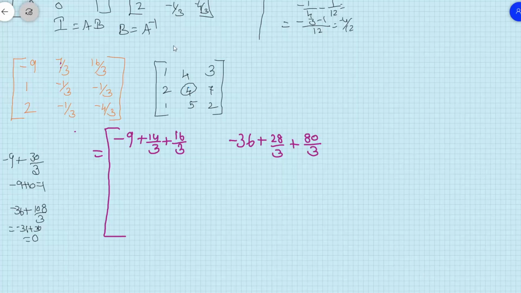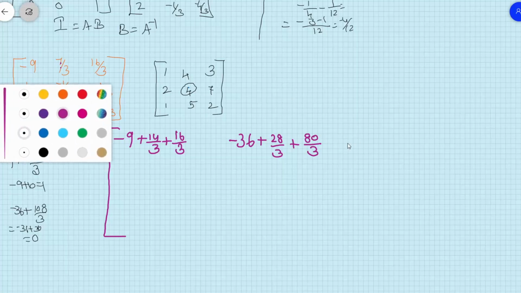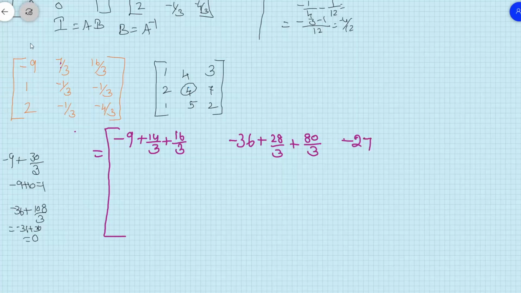And the third element will be first row into third column, that is minus 9 into 3, minus 27. Then it is 7 by 3 into 7, that will be plus 49 by 3. Then 16 by 3 into 2, that is 32 by 3. So if you simplify this, 49 plus 32 is 81 by 3. 81 by 3 is 27. So minus 27 plus 27, it will be 0.